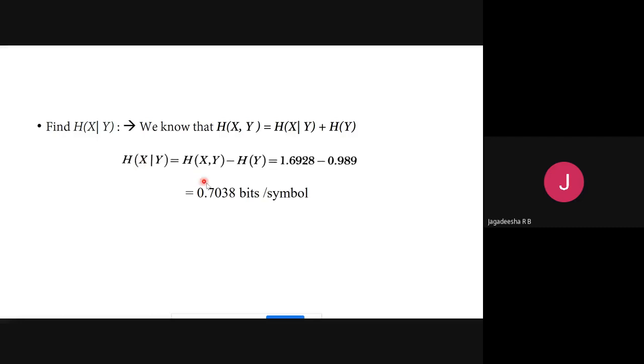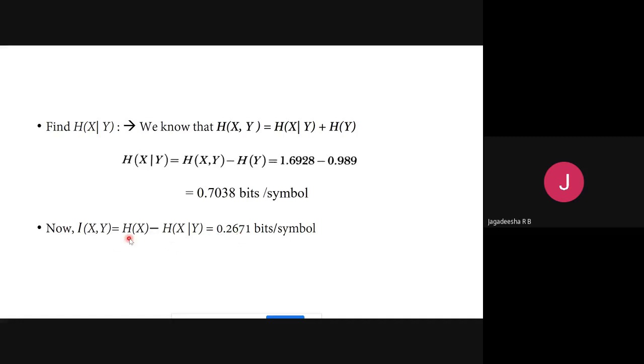So that should give you around 0.7038 bits per symbol. So this becomes the value of this parameter, H of X conditional on Y. Okay, now we are coming to the main part of the question. The first question was to find out the mutual information, right? I of X comma Y. So we know this equation, I of X comma Y is equal to entropy of the input minus conditional entropy of the input. So that is equal to this.